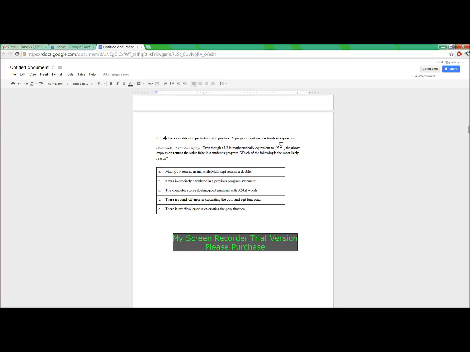We have number 6. Let x be a variable of type double that is positive. A program contains the Boolean expression math.pow(x, 0.5), so that's just x to the 0.5 power, is equal to, that's equality, math.sqrt(x). So even though x to the 1/2 is mathematically equivalent to square root of x, the above expression returns the value false in a student's program. That seems kind of weird, right? Which of the following is the most likely reason?